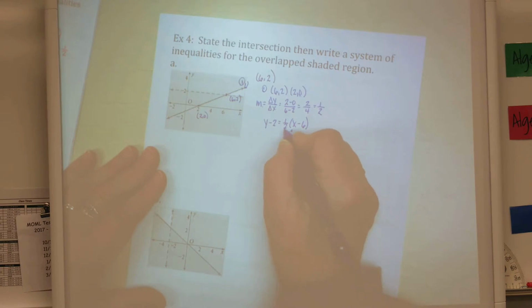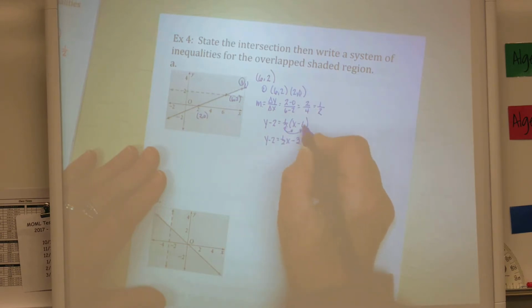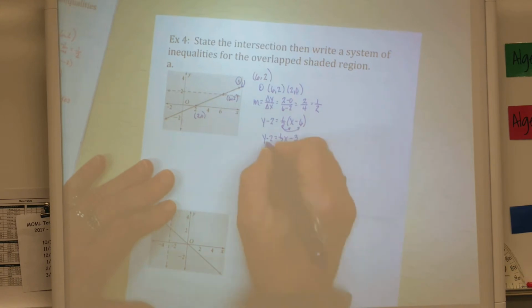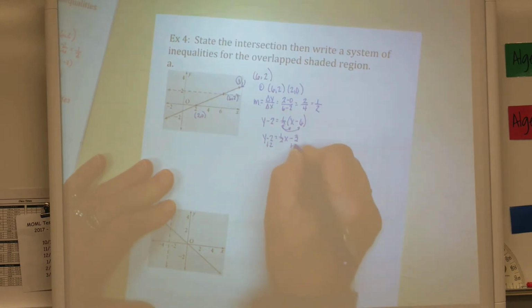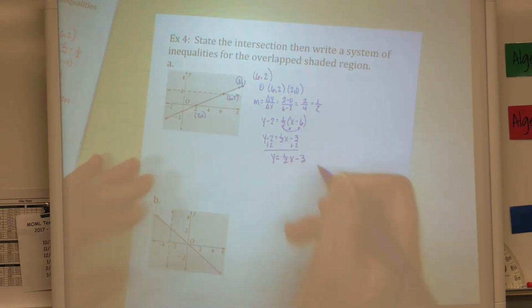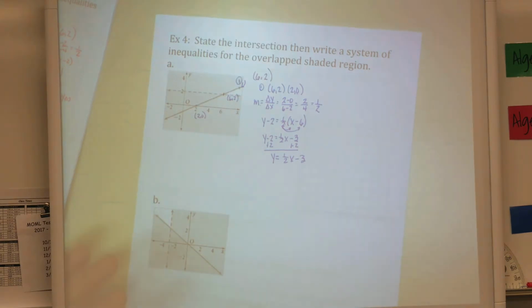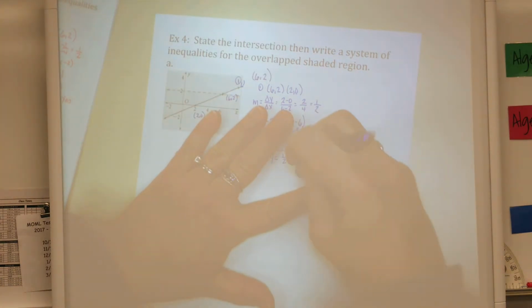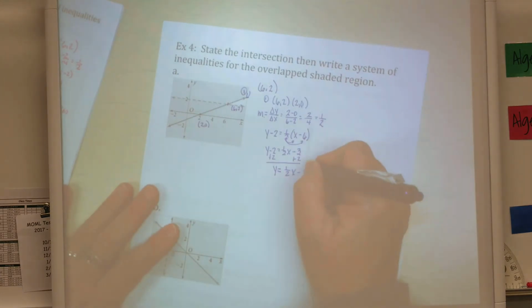I'm going to distribute the 1/2. So I have y minus 2 equals 1/2 x. 1/2 times -6 is -3. It's 6 over 2, which simplifies to 3. Add 2 to both sides. So my y-intercept equation is y equals 1/2 x minus 3, or excuse me, minus 1. It's -3 plus 2, minus 1.